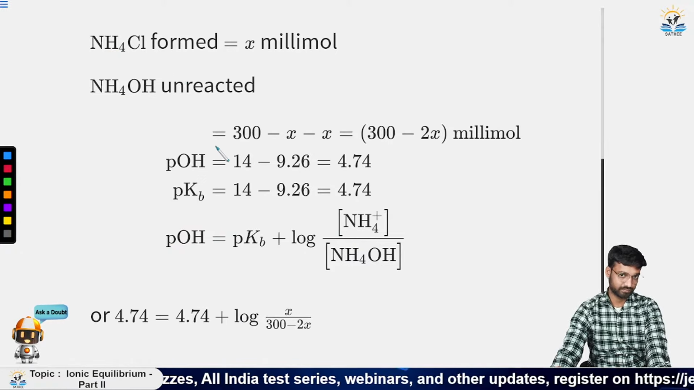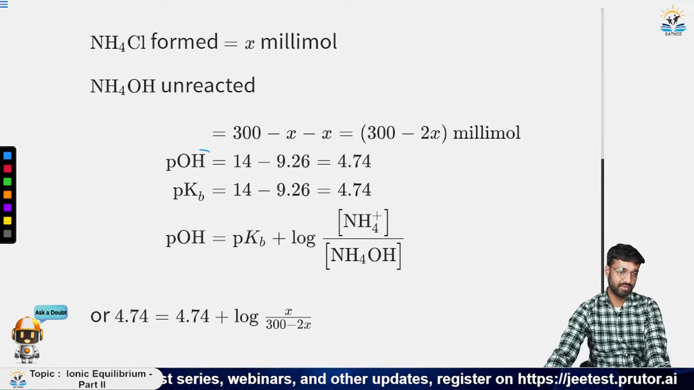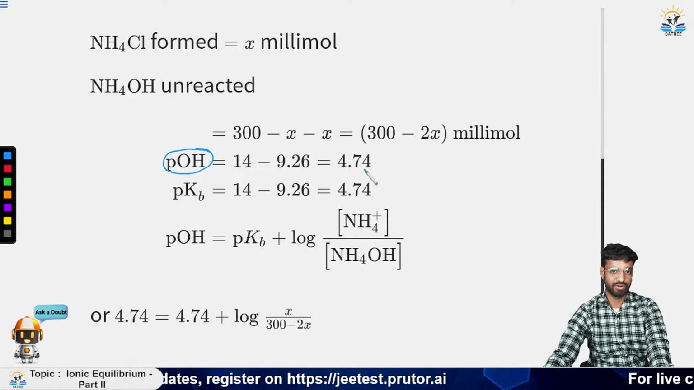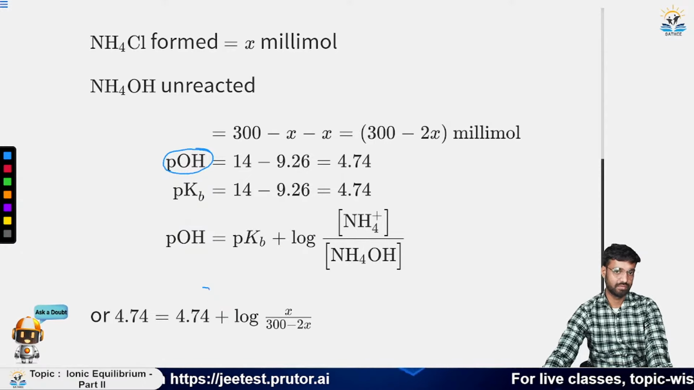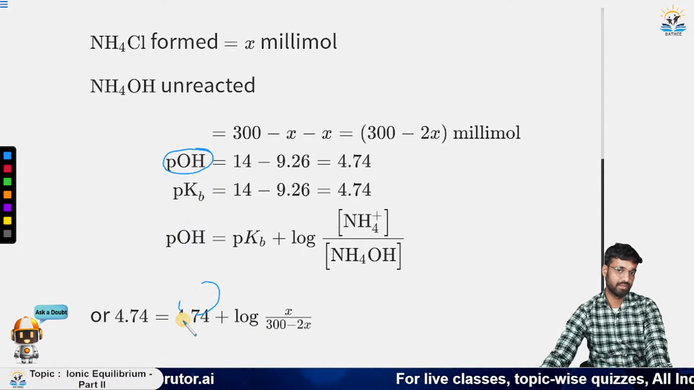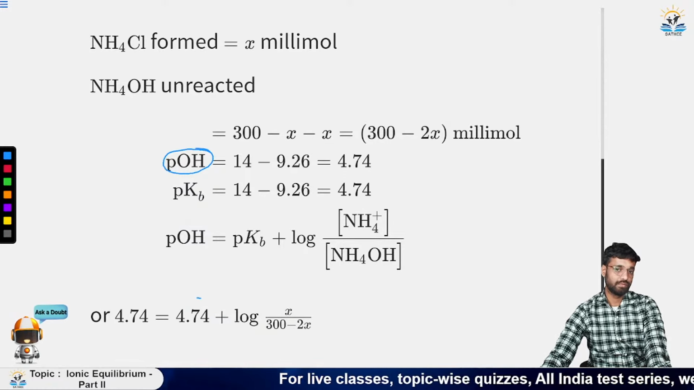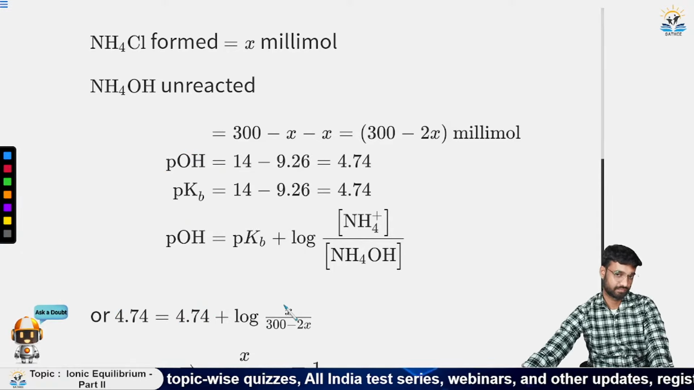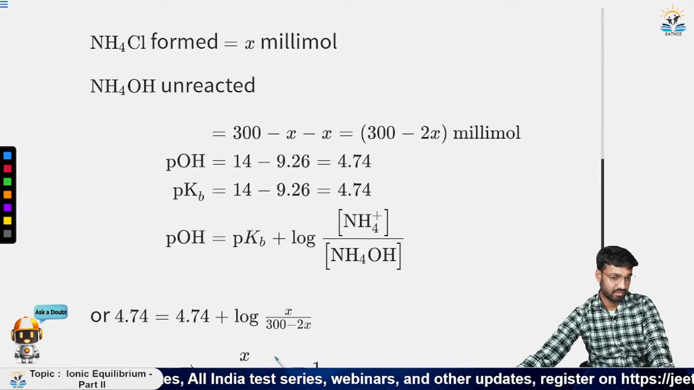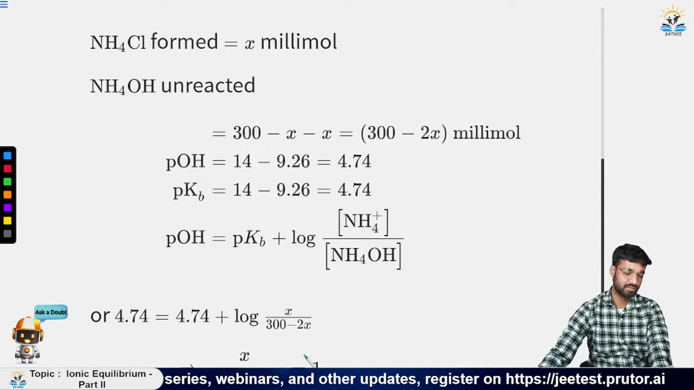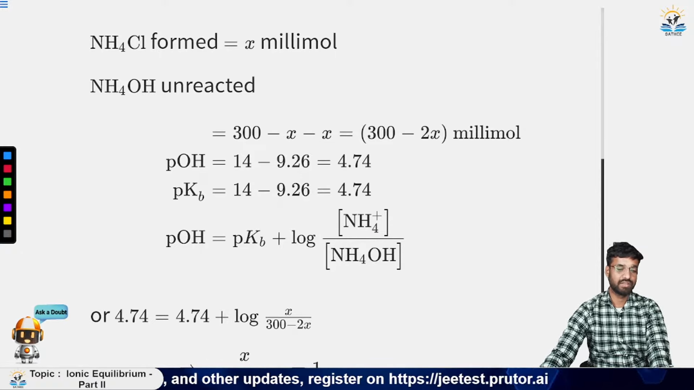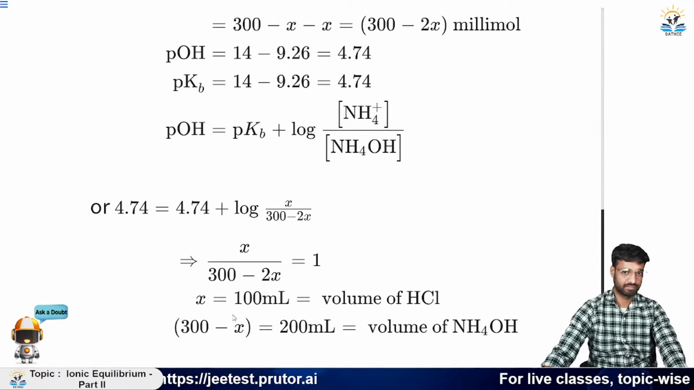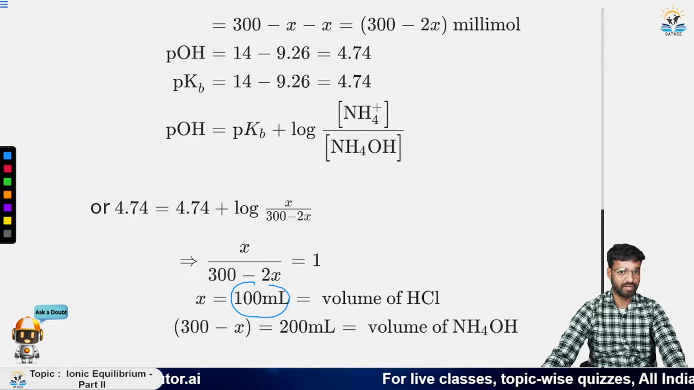So for those who don't know about pOH, okay, this is the formula here. So 14 minus 9.26, that is 4.74. Okay, so this is 4.74, it is also 4.74. So if we solve this, we will get it as this much. Okay, so if we revert this, we will get this much. Put the values all here. You will get the value of X as 100 ml.